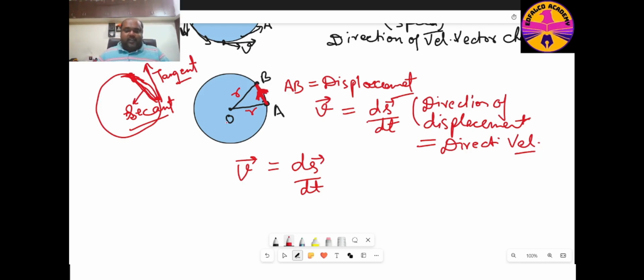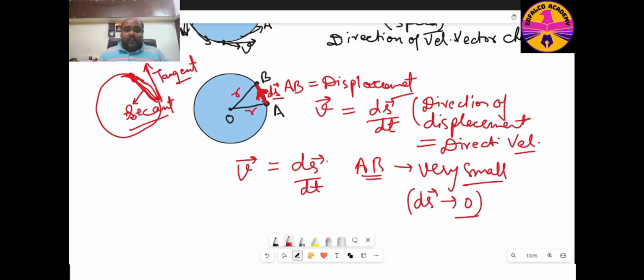So the velocity vector is nothing but the ds by dt vector, and the direction of the ds vector is going to define the direction of the v vector as well. So here, since ds is in this direction, and if I take AB to be very, very small, AB was the ds vector, describing the displacement. If I take this AB to a very small value, which means I take ds to be tending to zero, I said tending to zero, not exactly zero, because if it becomes zero, then we cannot define velocity. It cannot be exactly zero, but a number which is very, very close to zero, infinitesimally small.